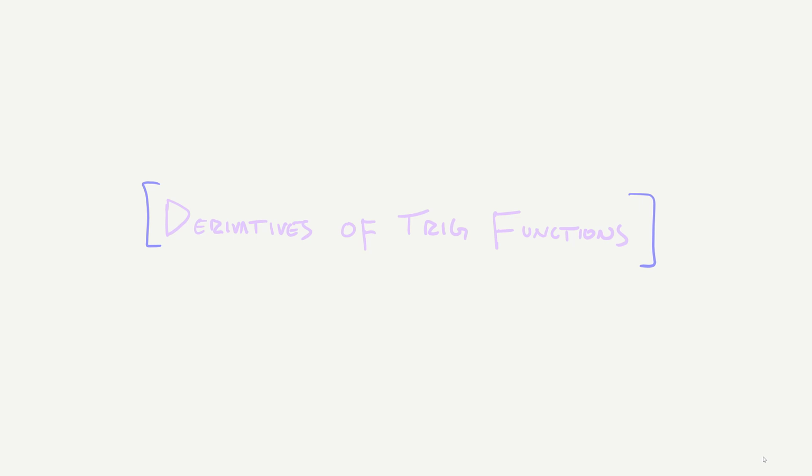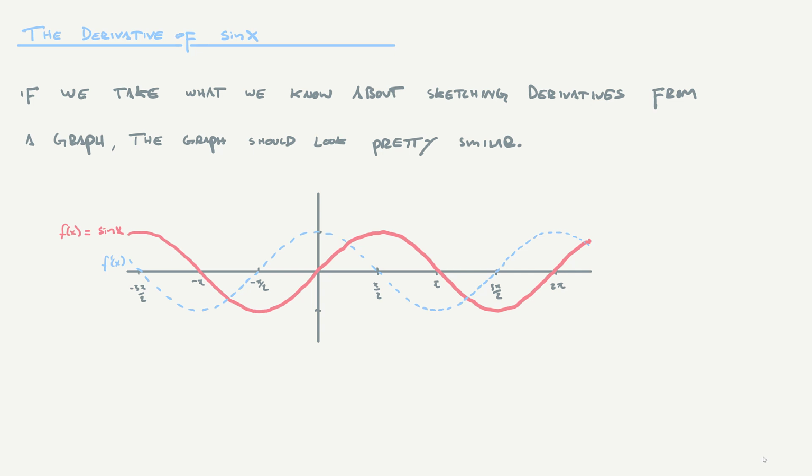In today's video, we're going to be talking about the derivatives of trig functions, beginning with the derivative of the sine of x. Now, if we take what we know about sketching derivatives from a graph, we could see that sketching the graph of the derivative of sine of x should look relatively familiar. Here's a graph. The dotted line represents what the derivative of sine of x would look like.